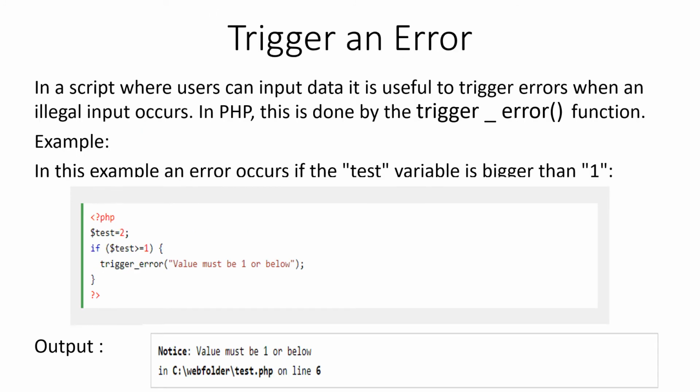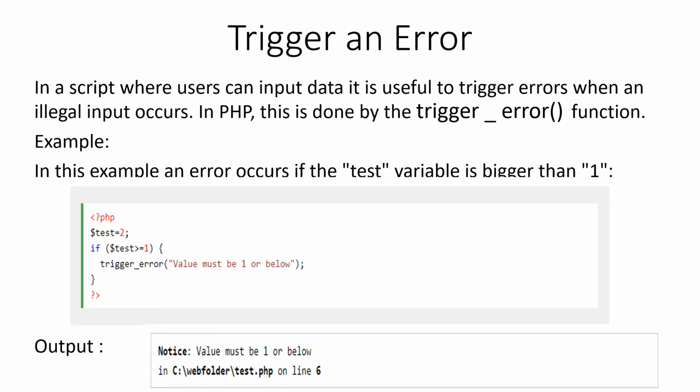Trigger an error in a script where users can input data. It is useful to trigger errors when an illegal input occurs in PHP. This is done by the trigger_error function. For example, in this example, an error occurs if the test variable is bigger than 1.